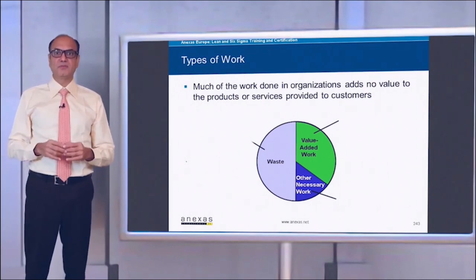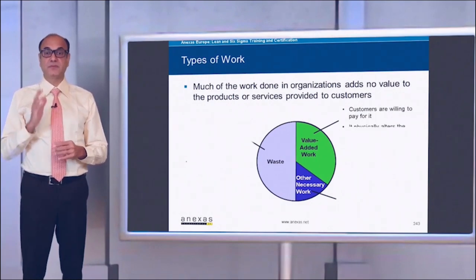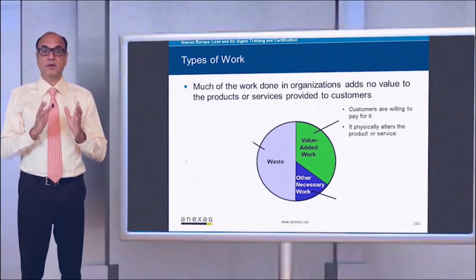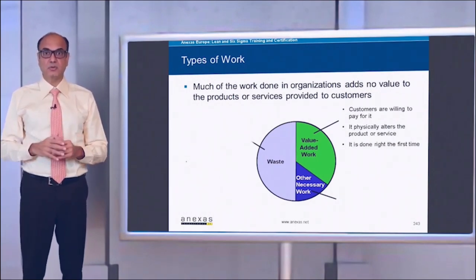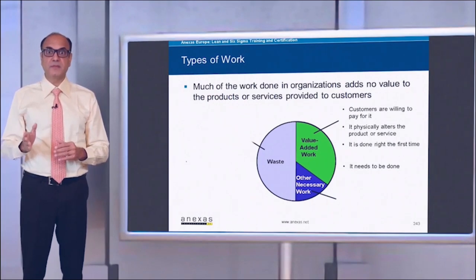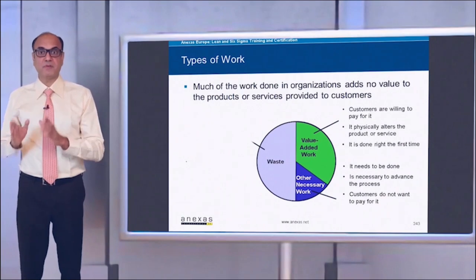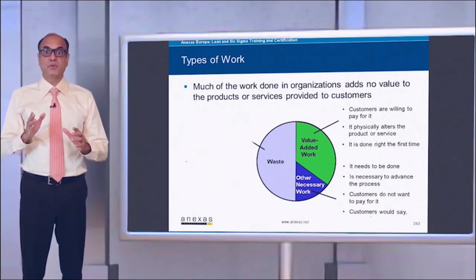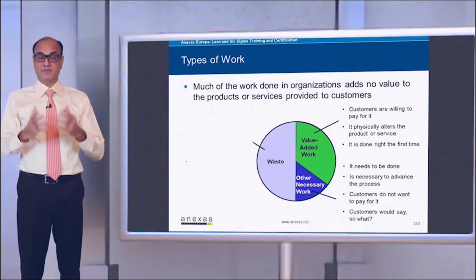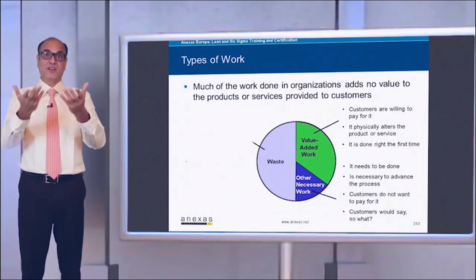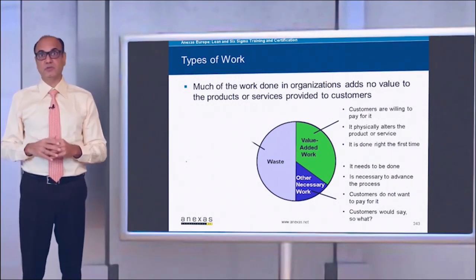So again, to summarize, for value added work, the customer is willing to pay for it. It is physically changing or altering the product or service, and it is done right the first time. The value enabling works are those works which need to be done. It is necessary to achieve the process, and customers do not want to pay for it. Customers would say, so what? But it might be required by the government. Like for example, audits. Financial audits is just one example which falls into this category of essential non-value added work.